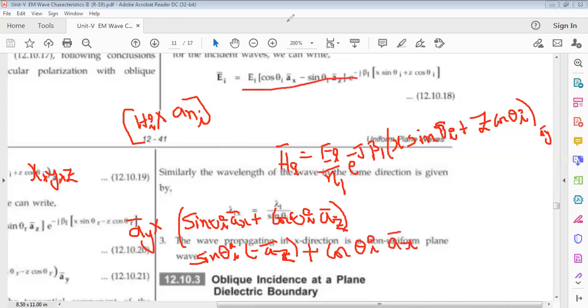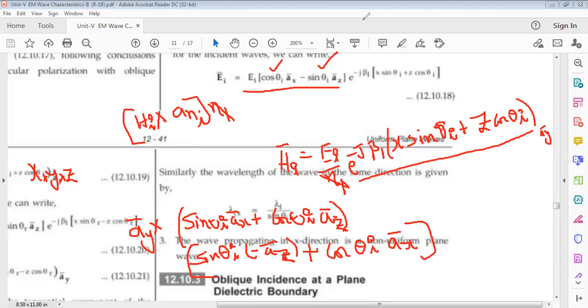See here, we got the same function. EI is multiplied with eta 1 also, so eta 1 and eta 1 get cancelled. EI into sine theta I minus AZ bar and cos theta I into AX bar, and the whole is multiplied with the function e power minus j beta 1 x sine theta I plus z cos theta. So with this confusion we have HI cross ANI or ANI cross HI.